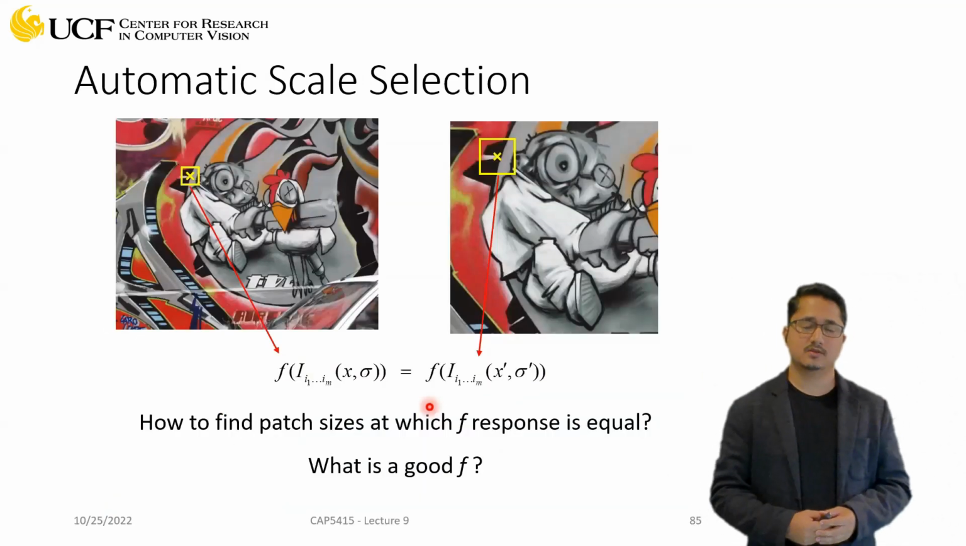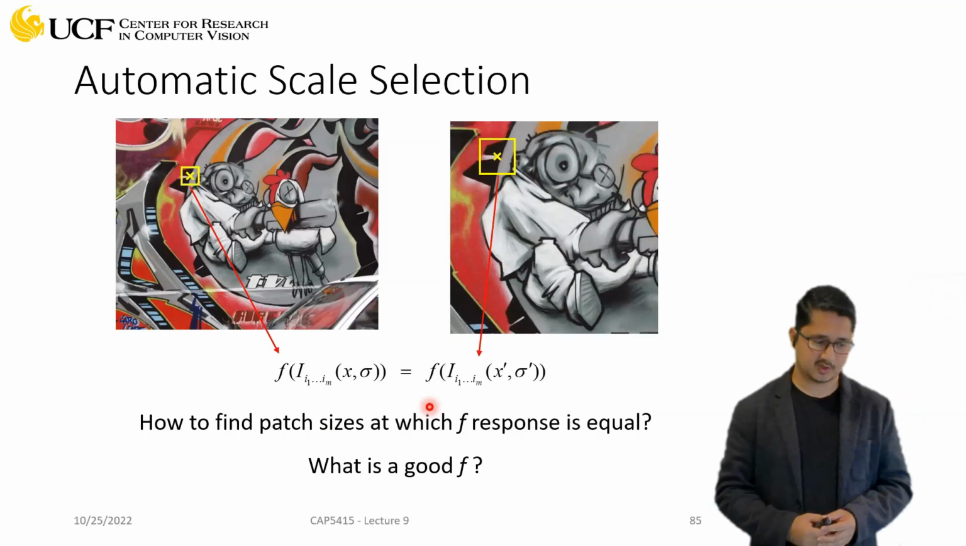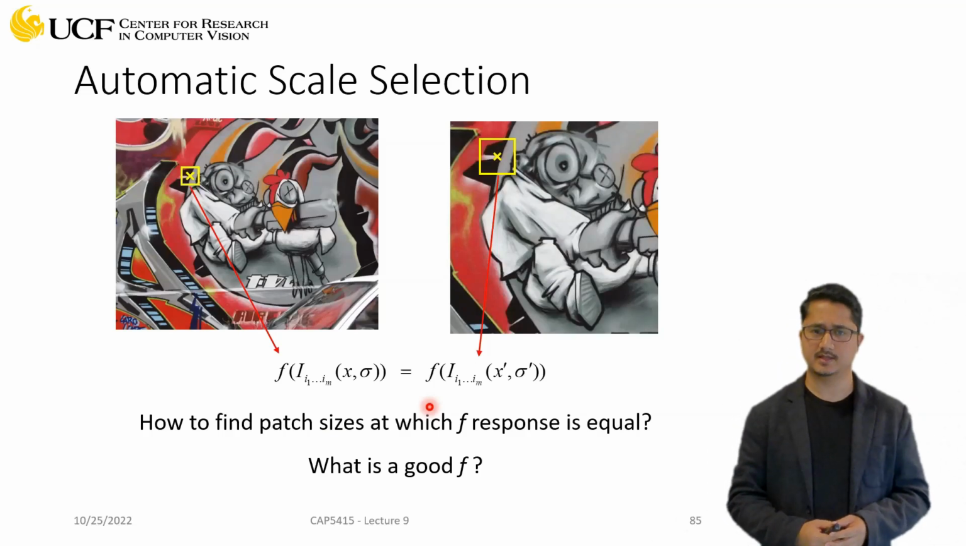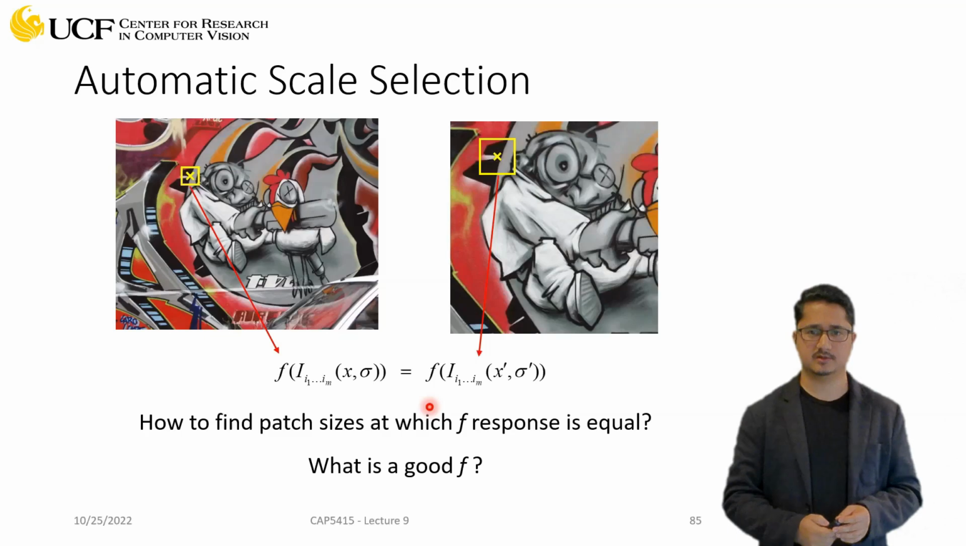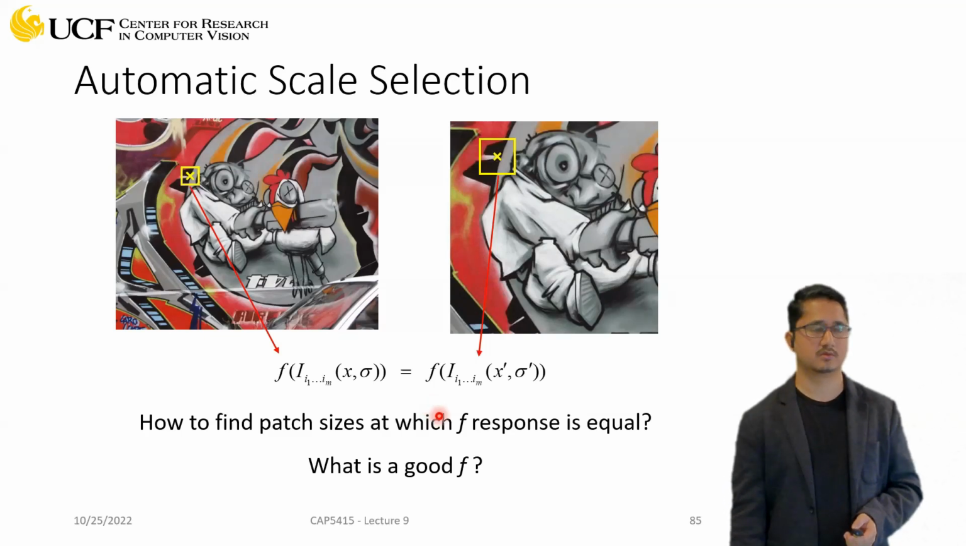All right. So let's now try to understand the search in multiple scales. And this is actually quite interesting. We'll spend some time on this. So let's see how we can actually perform this automatic scale selection.